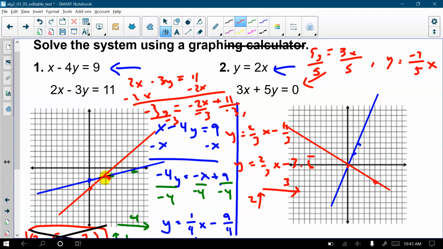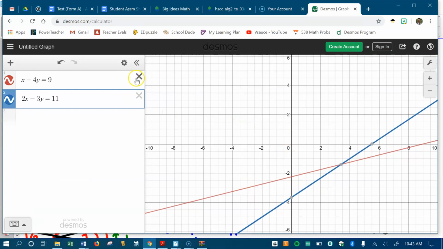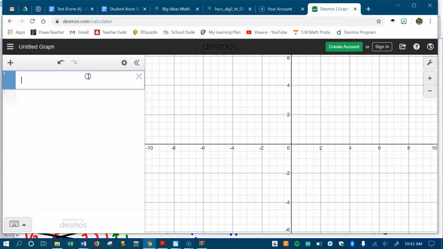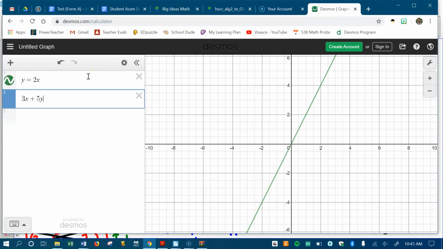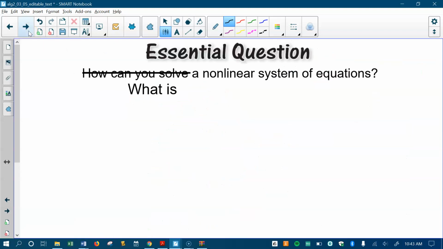Okay, so my answer is going to be 0, 0. I can check that on Desmos. x and 3x plus 5y equals 0. Okay, so indeed those two intersect at 0, 0. I think in class on Thursday I'll show you how to find these intersections on a calculator if you're interested in doing that. Let's go on to the next ones. So that was your warm-up.